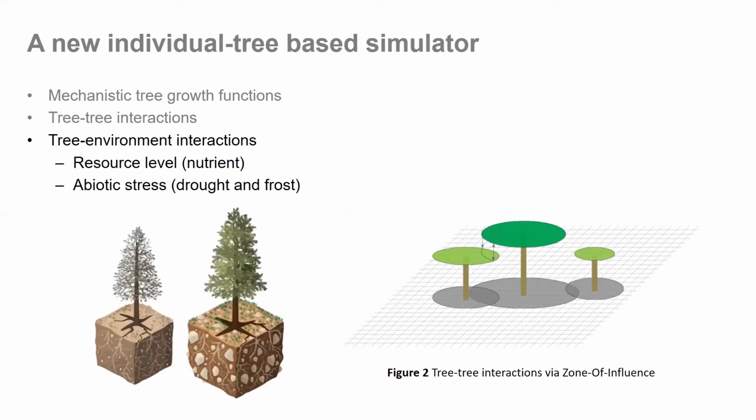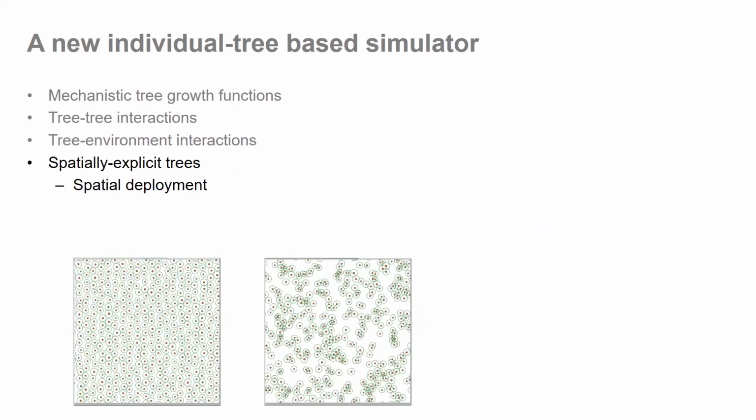Also, our model represents the key processes of tree-environment interactions, so that environmental constraints on tree growth have also been included in our model, such as resource level and abiotic stress. That gives you the simulation of different tree growth when they grow in different environmental conditions, which is also important when you consider site differences. And also in our model, we can include spatially explicit tree locations.